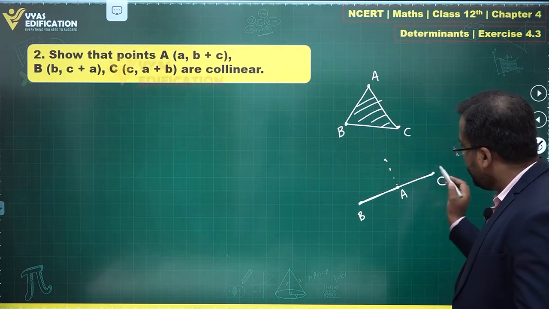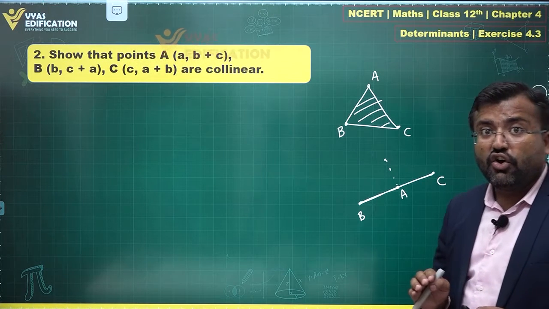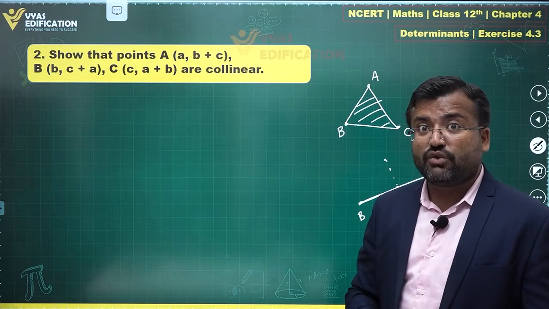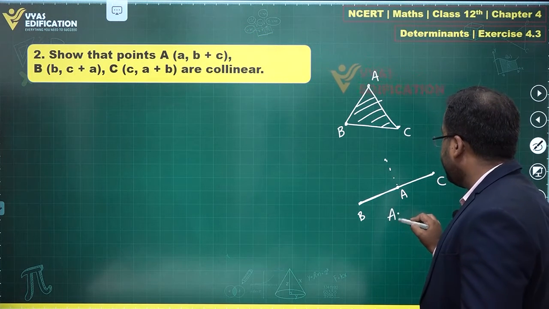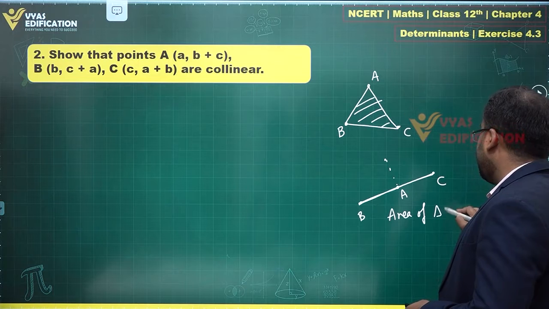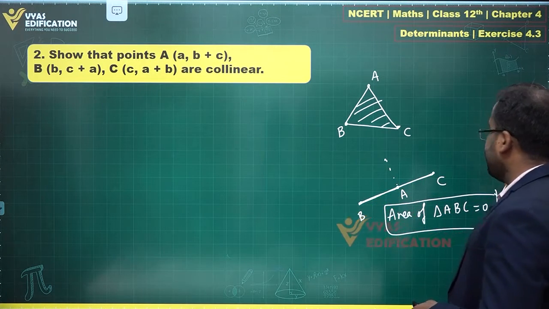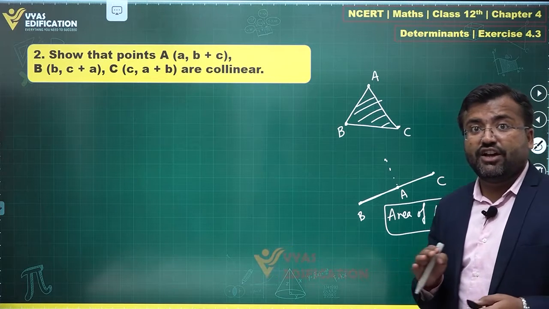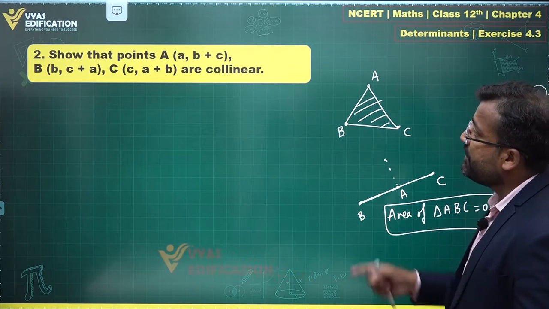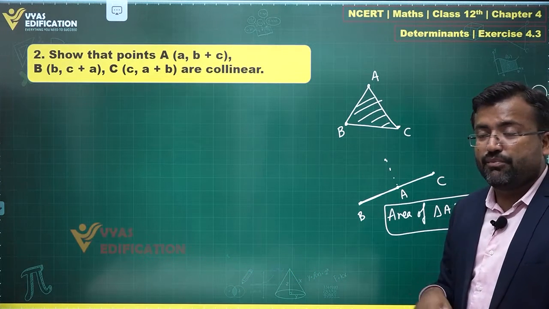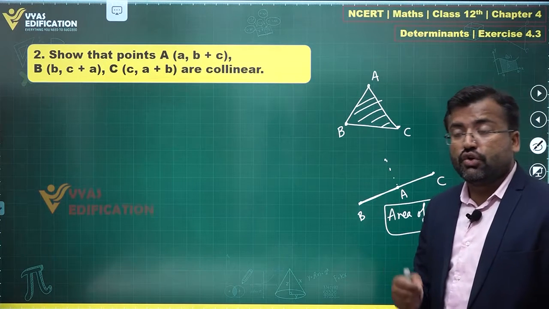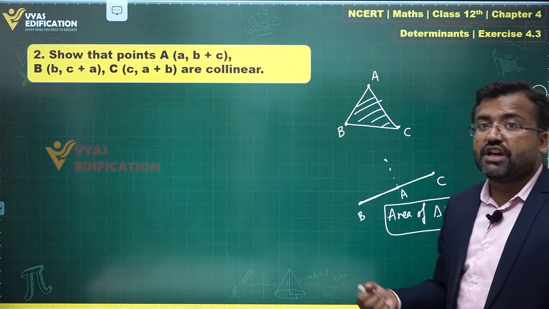A triangle will have sides AB, AC and BC, and the three points A, B, C. When they are collinear, do you observe that the area of triangle ABC is simply equal to 0? This is using the idea of determinants. So we'll use the exact same logic over here and show using this idea that the points are collinear.